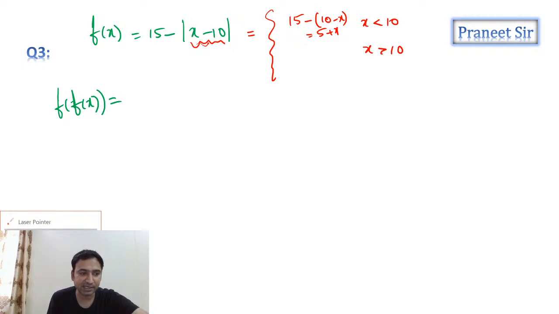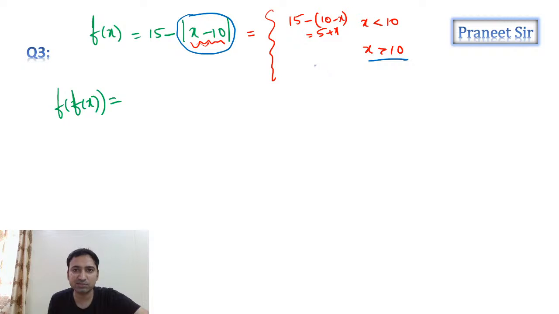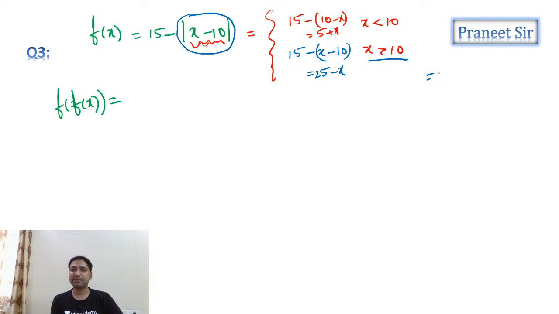So what about the second case? The second case is when x is greater than 10. When x is greater than 10, according to the definition of mod, x minus 10 is positive, so I can replace |x minus 10| with x minus 10 only. So from this, how much are we getting, guys? We are getting 25 minus x. Yes, this is what we calculated. Finally, we calculated f of x as 5 plus x if x is less than 10, and 25 minus x if x is greater than 10.